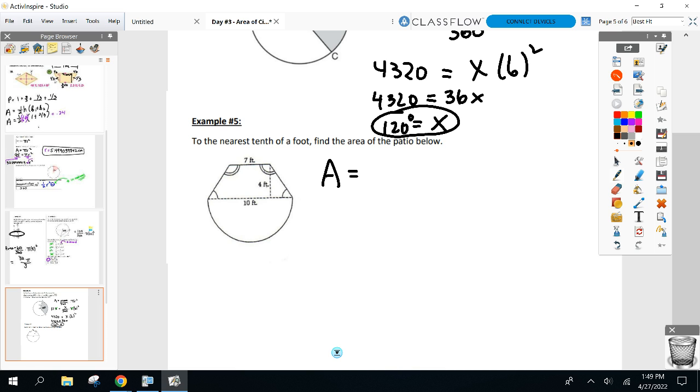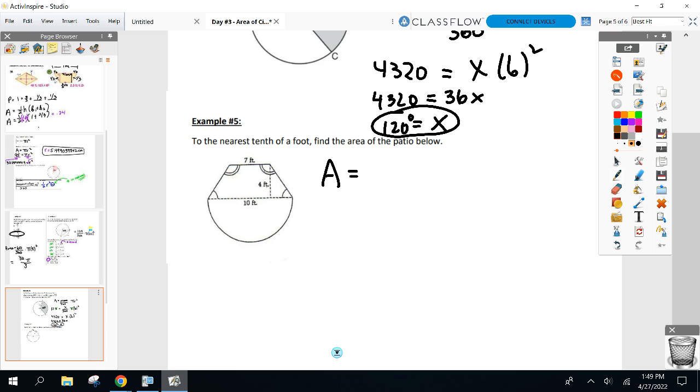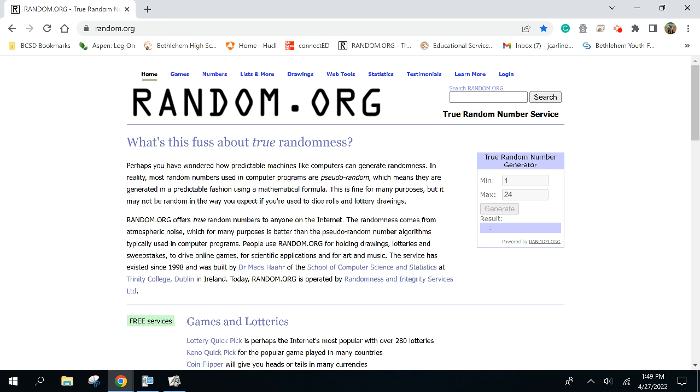Name the 2 figures in this diagram. 2 figures. Circle. What circle? Half a circle plus trapezoid. That's what this figure is. Next up, give me the formulas I'm going to need for this one then, if I got a circle and a trapezoid.